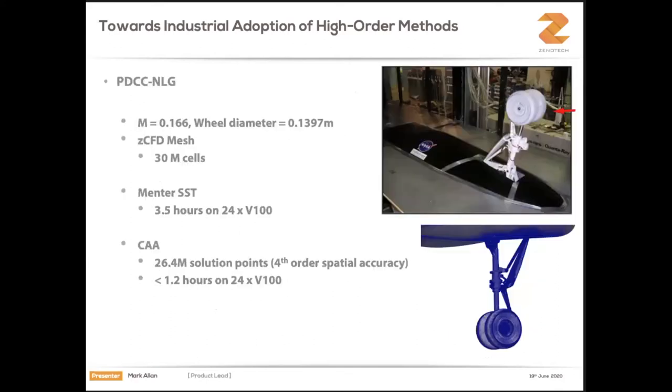The complex test case we looked at was a partially dressed closed cavity nose landing gear. Again, it's a low speed test case. The RANS part of that ran on 24 V100s for about 3.5 hours, and then the acoustic simulation took about 1.2 hours to get a statistically converged result. And so you can see the complexity of the model in the bottom right.